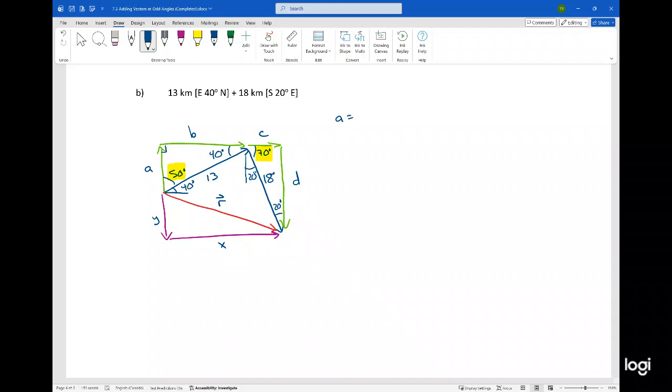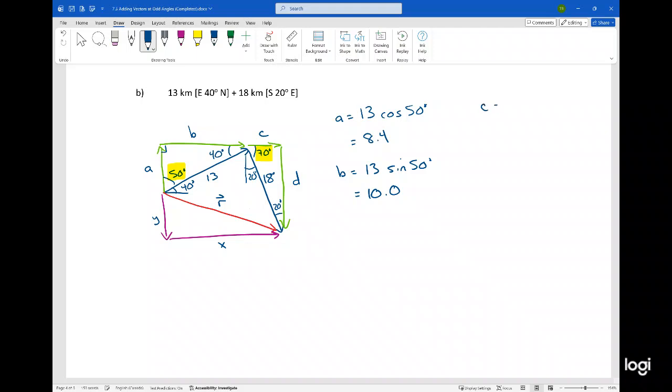A is adjacent to 50, so it's going to be 13 cos 50 degrees. And in our calculator, that gives us 8.4. And then B is opposite, so it'll be 13 sine 50 degrees. And that's 9.96, which actually rounds off to 10.0 if we're keeping 1 decimal place at each of these. And looking at the picture, yeah, B should be a little longer than A.